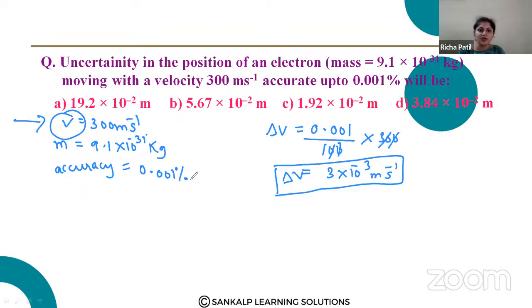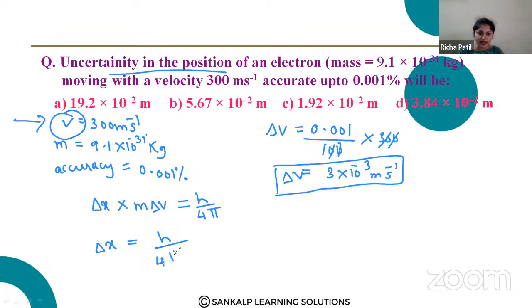Now next, we have to find the uncertainty in position. So write the formula: delta x into m into delta v is equal to h by 4 pi. The unknown quantity is delta x. So delta x is equal to h divided by 4 pi m delta v. Now substitute all.